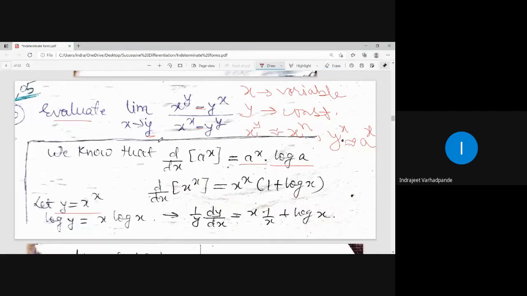I hope everybody is now able to judge how it is to be done. Clear? Finish writing, all of you? Noted down these points. The derivative of a to the power x is a to the power x into log a. You have to compare this y to the power x with a to the power x. You have to compare this x to the power y with x to the power n for differentiation.